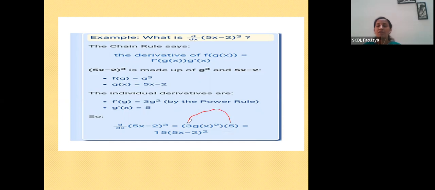Now multiply this 5 into 3. So we get 15, 15 g of x square. But what is the g of x we are taking? That is nothing but 5x minus 2. So put now in our main answer 15 in the bracket (5x minus 2) whole square. Instead of g of x, we write this (5x minus 2) square. Like this way, we can solve this example of the derivative by using the chain rule, the power rule, the constant rule, and the multiplication rule.